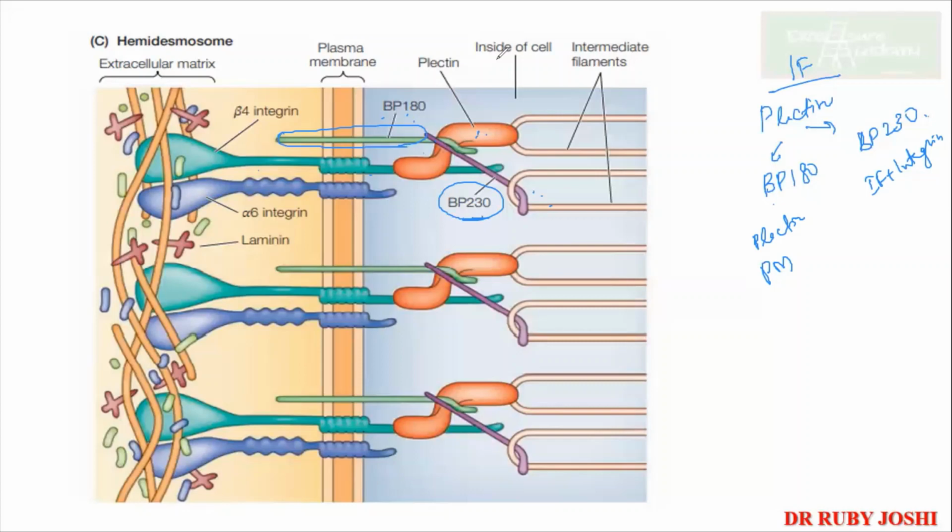Good, good. Now the question is, what is BP? BP was named because these were found mutated in the autoimmune disorder. So BP stands for bullous pemphigoid.